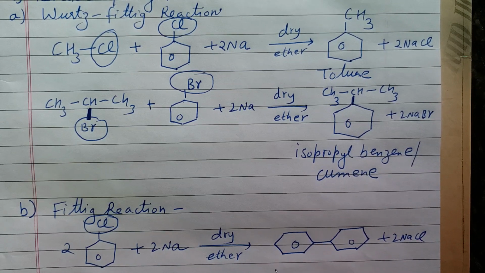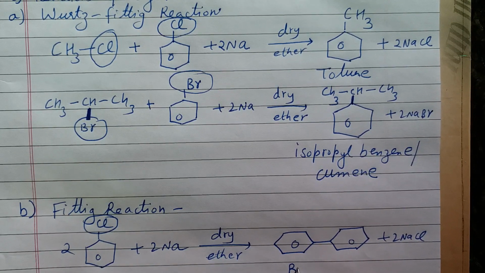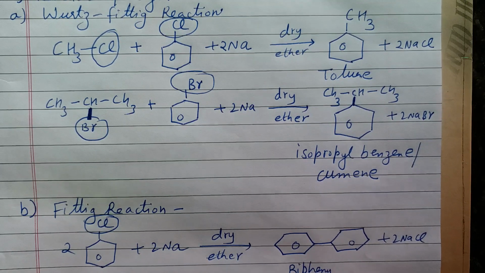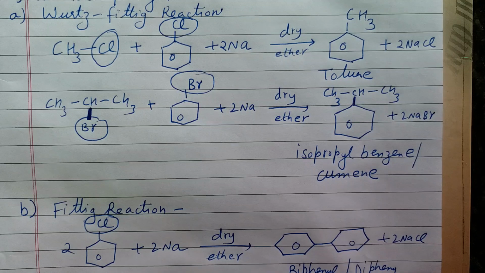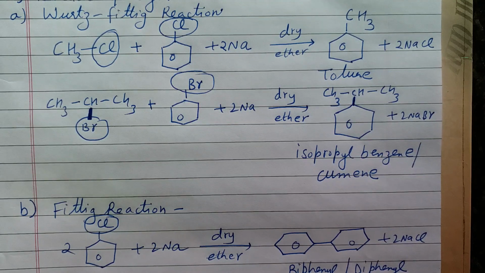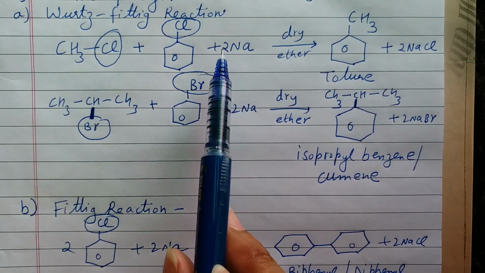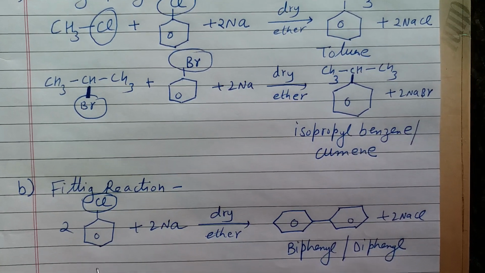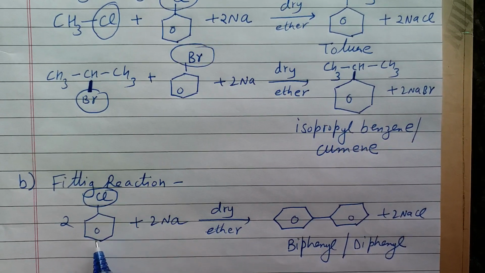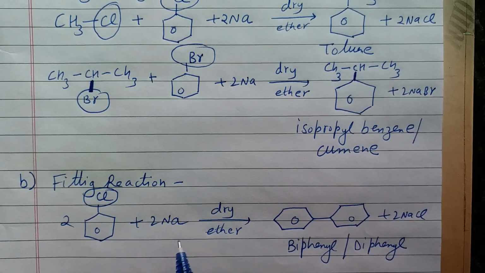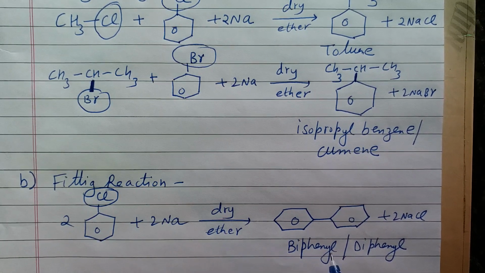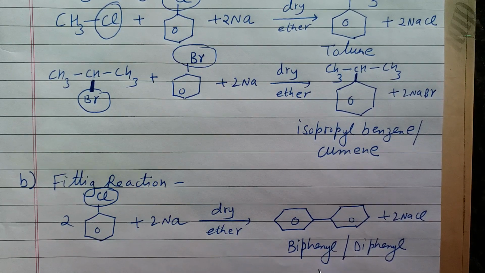So, the two benzene rings, the arenes, join with each other and you get the usual byproduct, that is NaCl. The compound formed is known as biphenyl or diphenyl, right? So the Wurtz-Fittig reaction was 1 alkyl, 1 aryl, but Fittig is entirely aryl halides. So 2 moles of aryl halide, sodium metal, dry ether gives you diphenyl or biphenyl.